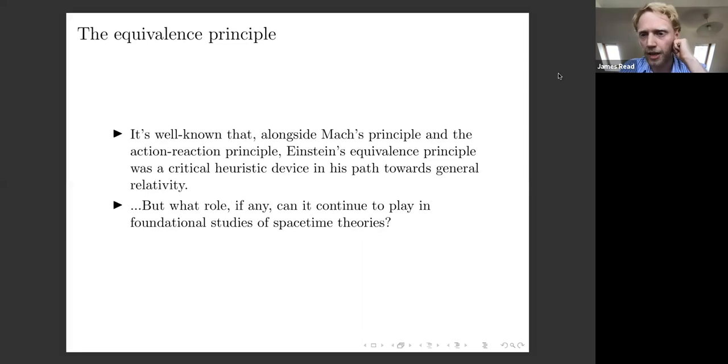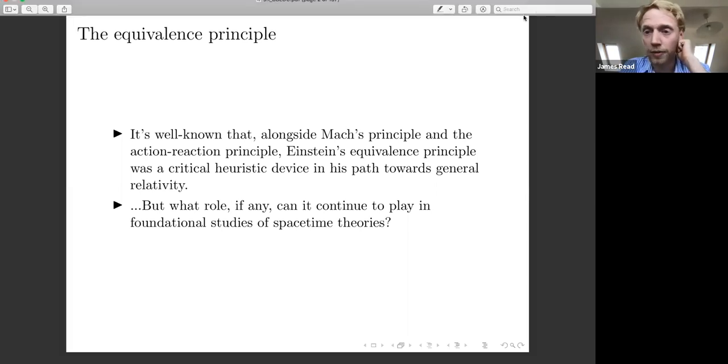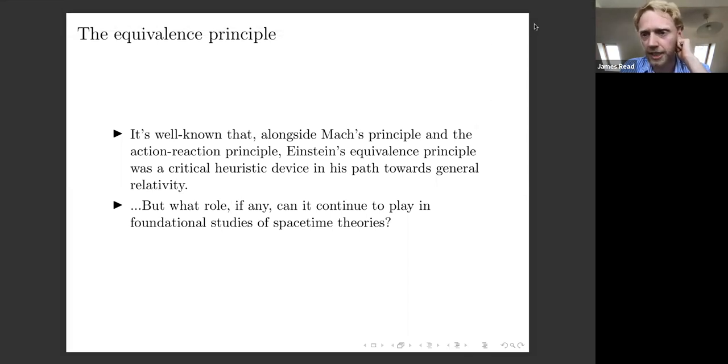But what should be uncontroversial is that alongside other principles, such as Mach's principle and the action-reaction principle, the equivalence principle was a critical heuristic device in Einstein's path towards general relativity. All parties agree on that. It's only after that that people start to disagree. Some people think that in the completed version of, say, general relativity, the equivalence principle has absolutely no role to play, whereas others have quite contrary opinions.